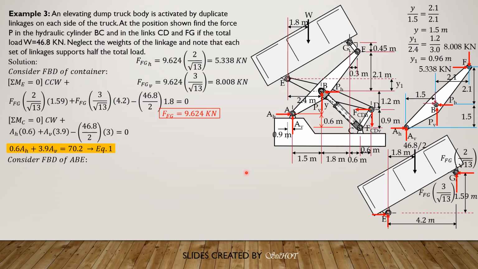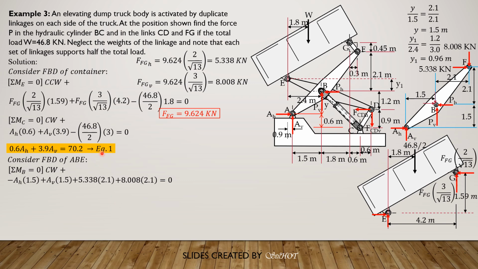So these are the component reactions at B, Bx, By, but we sum up moment about B equals 0, considering clockwise as positive. So negative AH times 1.5 plus AV times 1.5, then plus 5.338 times 2.1 plus 8.008 times also 2.1, then equals 0. Simplifying, we have negative 1.5 AH plus 1.5 AV equals negative 28.027.